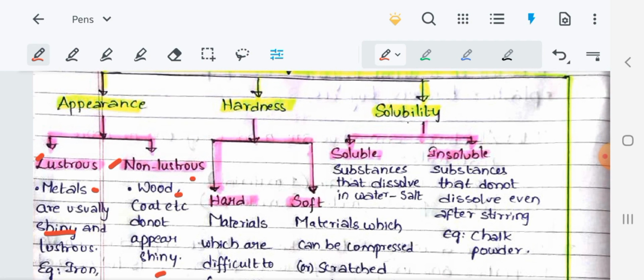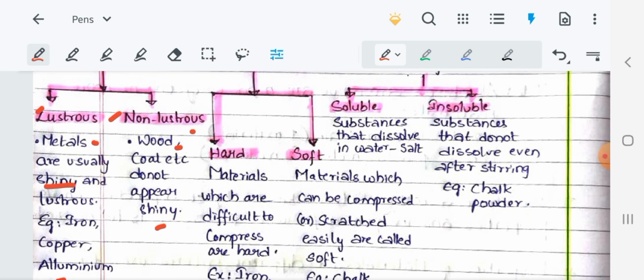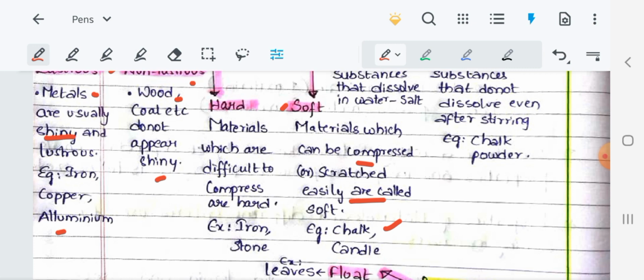Now let's talk about the second property, that is hardness. If you compress or scratch the surface of an object, and it gets compressed or scratched easily, that means the substance is a soft material. For example, chalk can be easily broken, scratched, and compressed. A candle also falls under the same category. But iron and hard stones are very difficult to compress, normally using your bare hands. So these materials generally fall under the hard category.